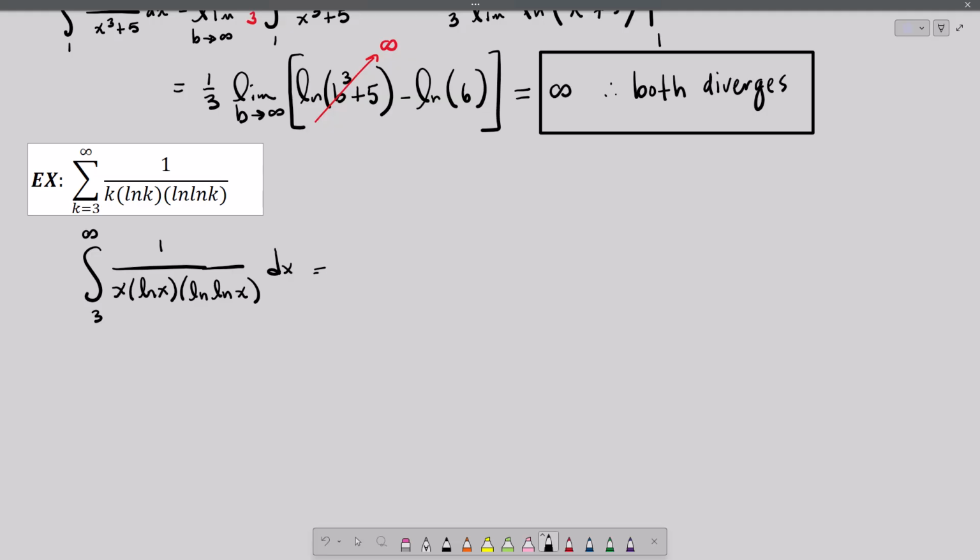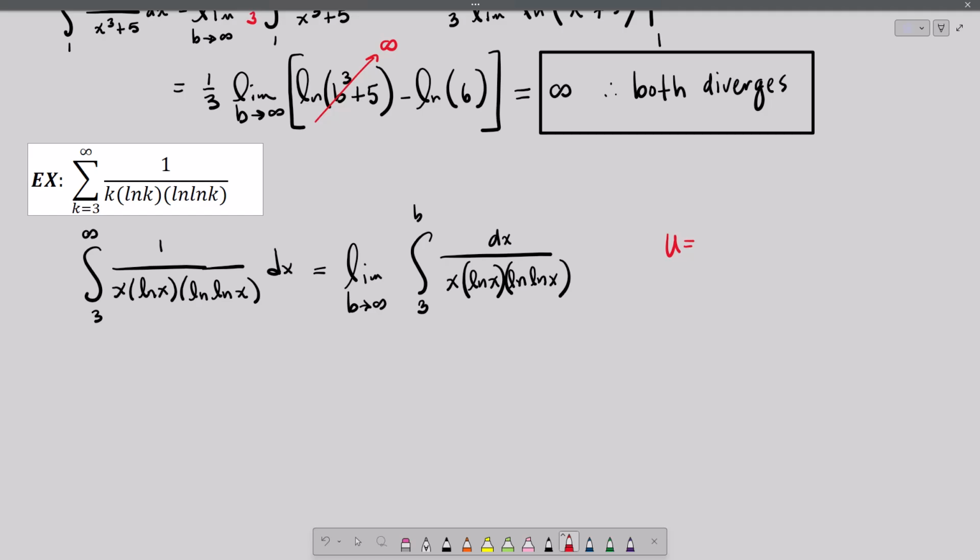And then we're going to switch it over. As soon as we recognize that it's improper, we need to introduce the limit. So 3 to b. Okay, so we've got this crazy looking denominator, ln x multiplied by ln of ln x. What technique are we going to use? U sub? What should we let u equal?